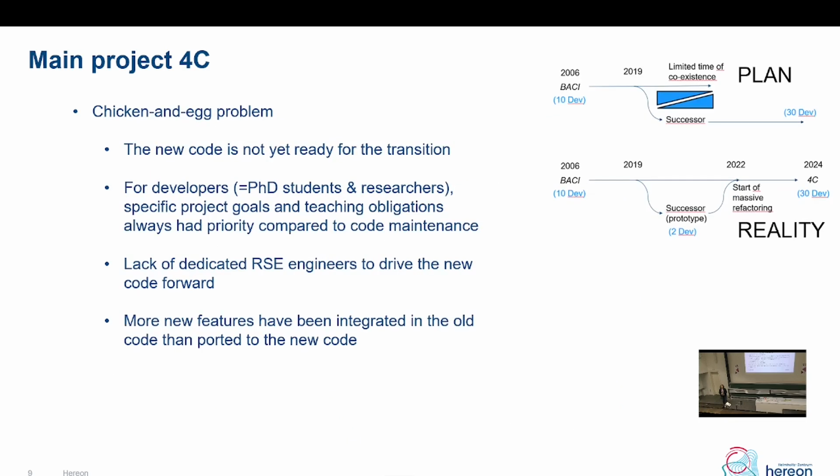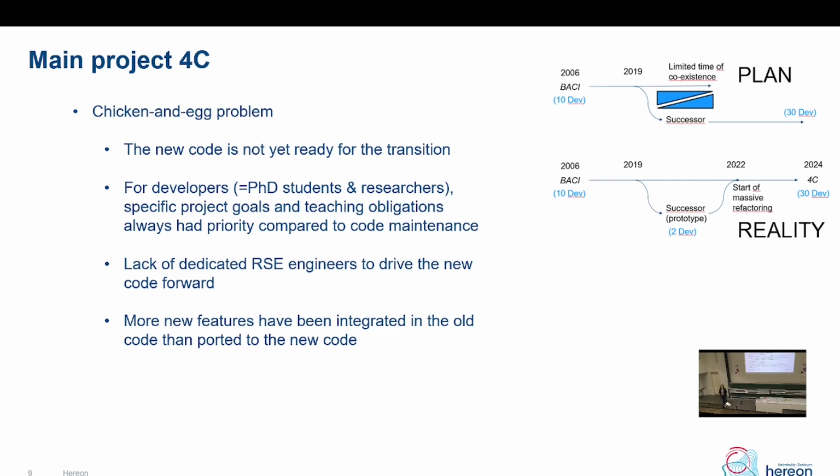We had some chicken-and-egg problems, so to say. The new code was not yet ready for the transition of all of the people, because the main ingredients were just in the old code, and people said, oh, it's difficult for me, I'd like to do my research, I'd like to publish things. I have the strong code there, why should I use the new one? And so we had roughly 2 people, 1.5 people exclusively working on this new code. And it was always more code produced in the old framework than in the new one.